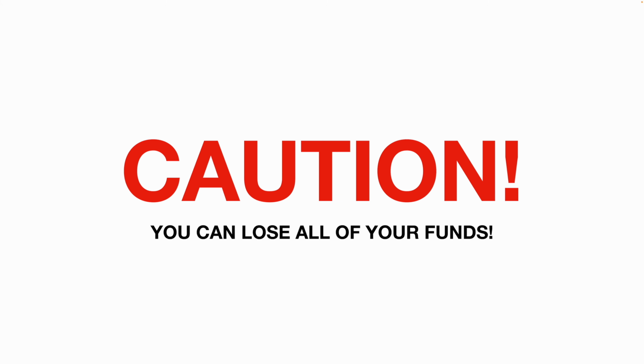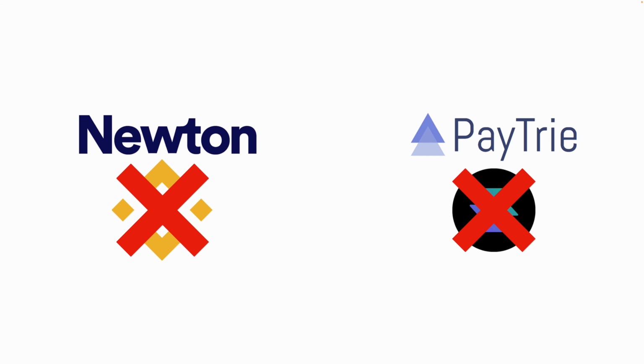This is something that you must understand because you could potentially lose all of your funds if you send your USDC to one of the platforms where the network is not supported. As an example, Newton doesn't support Binance Smart Chain, so don't send your USDC to them if it's on that network, otherwise your funds may be lost. Conversely, PayTrie doesn't support USDC on Solana, so don't send your USDC to them if it's on that network.